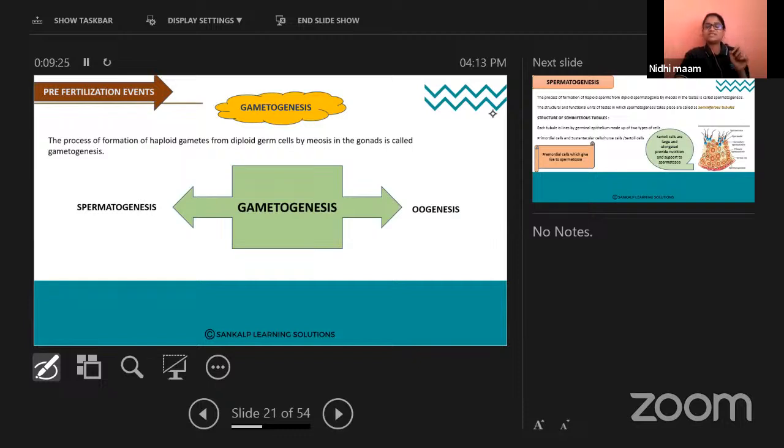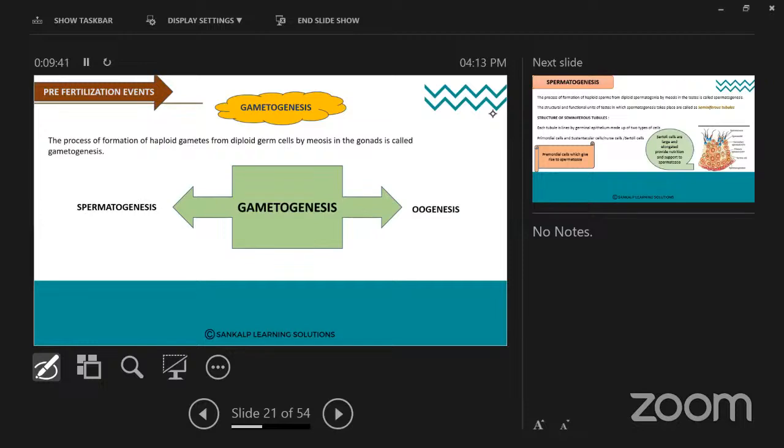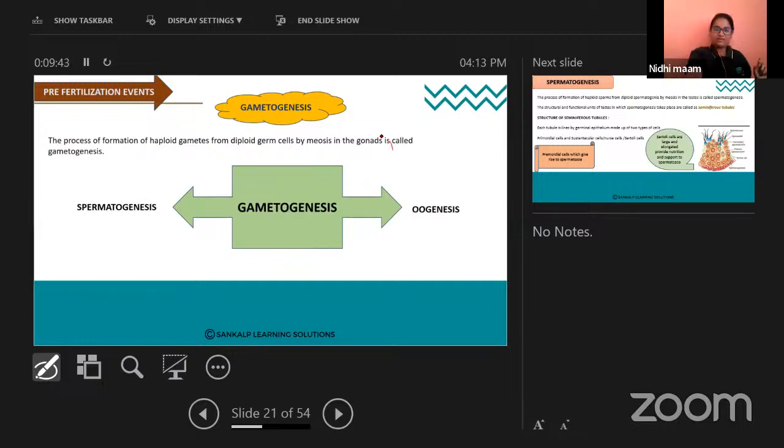In the seminiferous tubules, what happens? The spermatogenesis occurs. Now, the seminiferous tubule is lined by a germinal epithelium, and it has how many types of cells? Two types of cells. Very good. Pavitra and Anita Shirigami answered it. Yamuna Gowda answered through the chat box. Two types of cells. Can anyone mention those two types of cells in the seminiferous tubule?